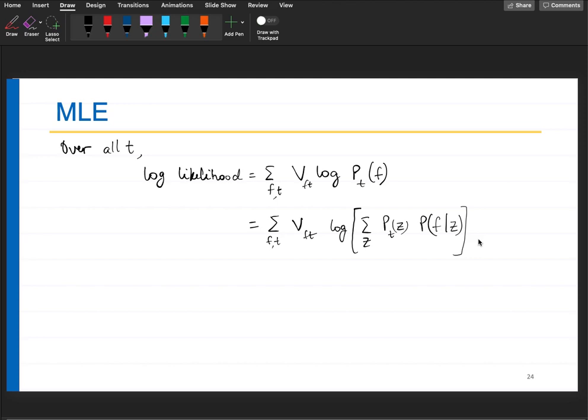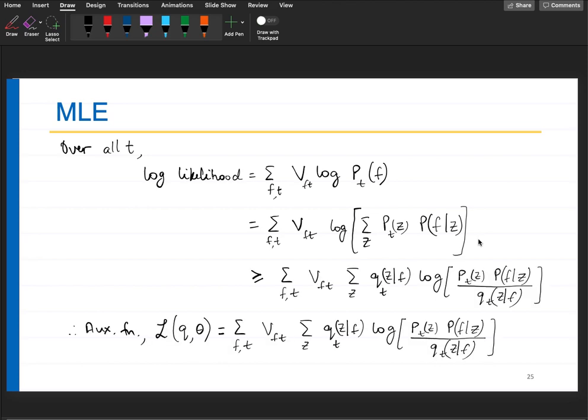Jensen's inequality. Very good. So this is the Jensen's inequality that you divide it by some q(z), you divide it with some q(z given f), and similarly multiply it with q(z given f). Right? And then you know these q(z given f) are the probability distributions.